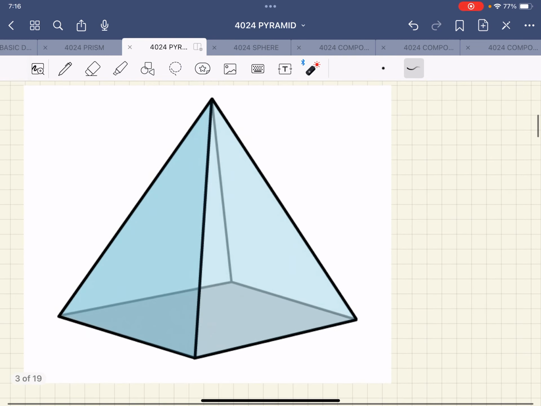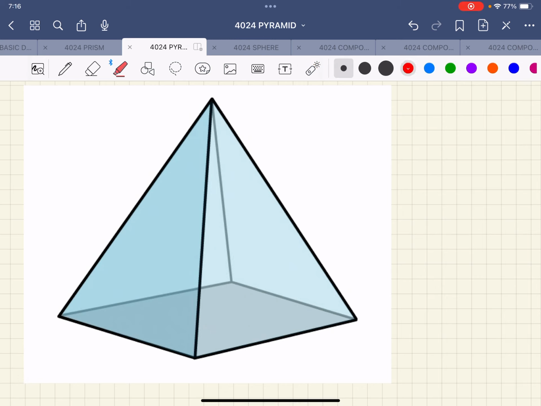So let's look at this diagram. Let me grab a marker and let me label this side over here. I'm labeling the sides of one of the faces. This is one side. This is the other side over here. And then this is the base of this triangle. So what I have labeled over here, that is one of the faces of the pyramid.